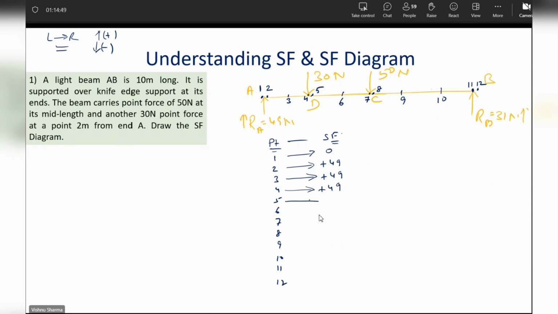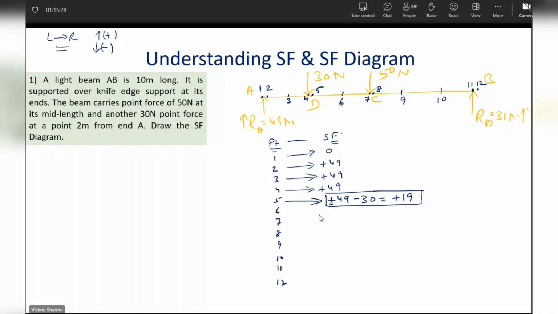What will be the shearing force at point 5 now then? Plus 49 minus 30. Okay, somebody in the class has said plus 49 minus 30, which becomes plus 19. Does everybody agree with this? Yes or no? If you don't agree, let me know. You're right, beta, but let people confirm if they've understood. Class, anybody has any doubts about shearing force at point 5?